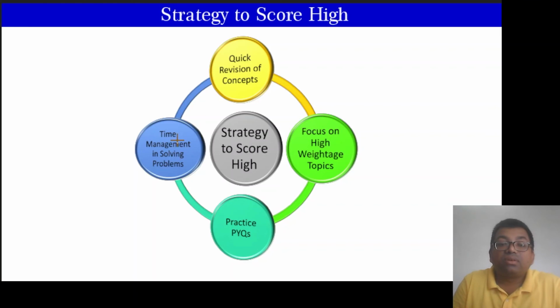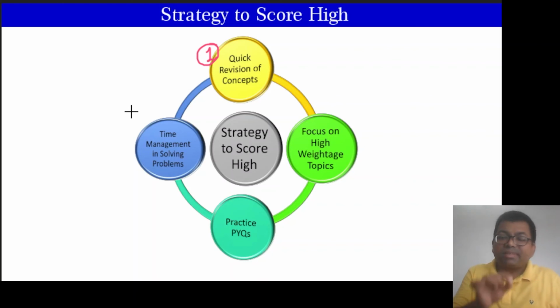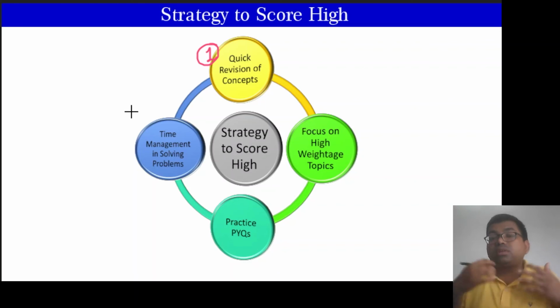Now, what is the strategy to score very high marks? The first thing is, if you have to get through all the things, just quickly revise. Take each chapter, write all the important equations, all the formulas, all the important results, and try some questions on that. So first, quick revision of each chapter is important for you. It won't take much time.